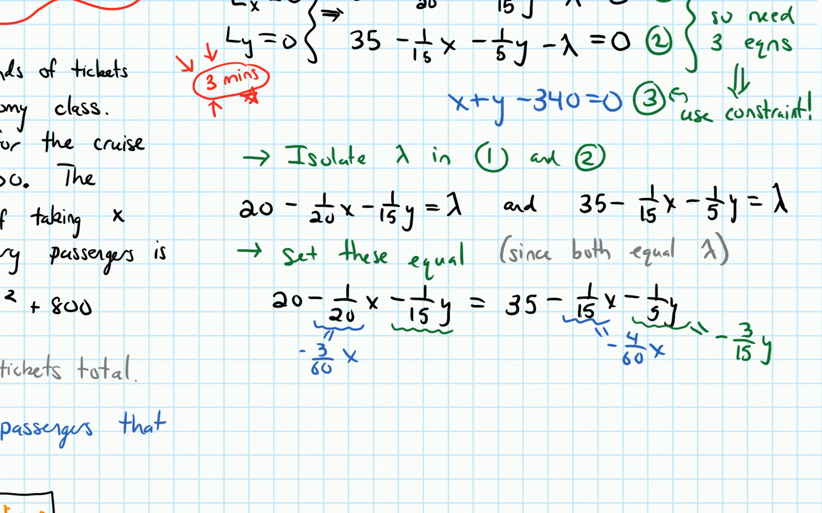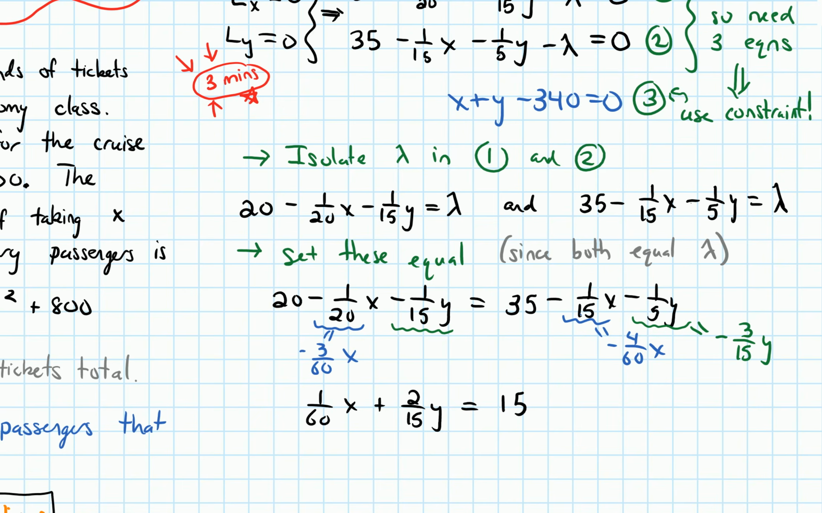So let's rearrange these now. Let's move the x terms and the y terms, maybe both to the left-hand side. So if I add the 4 over 60x to the left, I'll get 1 over 60x. And if I add the 3 over 15y to the left, we'll get plus 2 over 15y. And then let me subtract the 20 over to the right-hand side. So 35 minus 20, that is 15. All right, so we have this equation now.